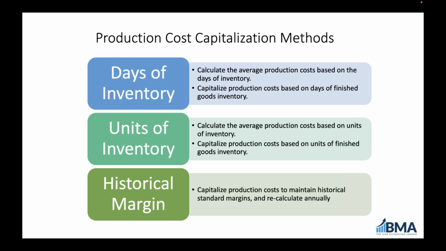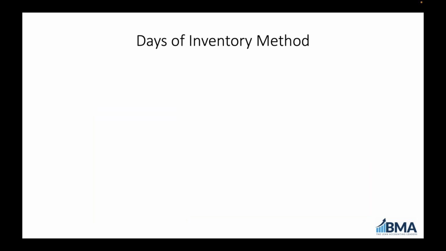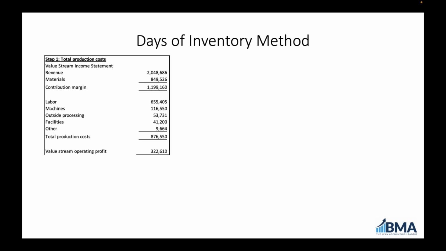So here are examples of each. The days of inventory method. So here you have a value stream income statement for a period, the actual labor, the actual machine cost, the actual outside processing facilities and others.